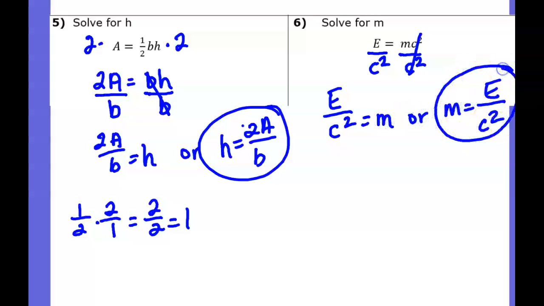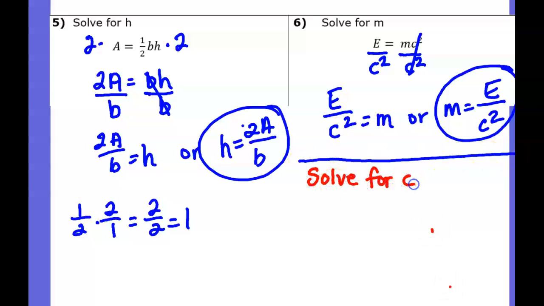All right, I'm going to give you another example here because I want to show you the difference. Watch what would happen here. Let's do this one in red. If we solved for c instead, so if I had E is equal to m c squared, the first step is pretty obvious. We would just divide by m.